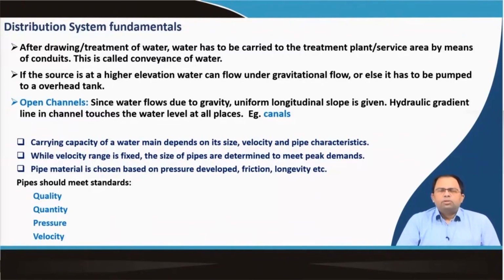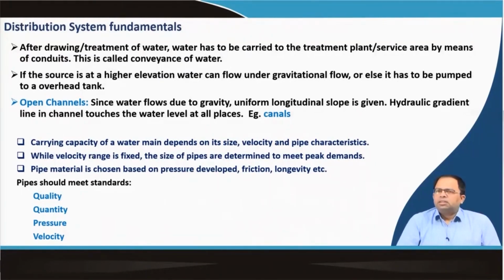So, first of all, whenever we are taking water from one point to another, if the source from where we start taking the water is at a higher elevation, then water can flow under gravitational flow. If the elevation is not that high, then we can also pump the water. That means we can use a pump to create that extra pressure, so that the water is pushed and then sent to the point where it is supposed to be distributed. So, in that case we will use a pump.